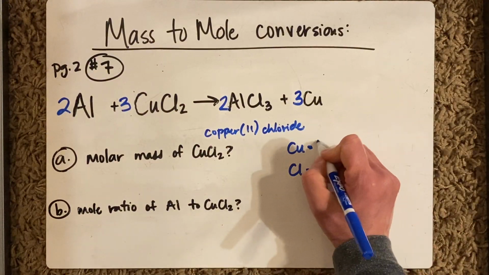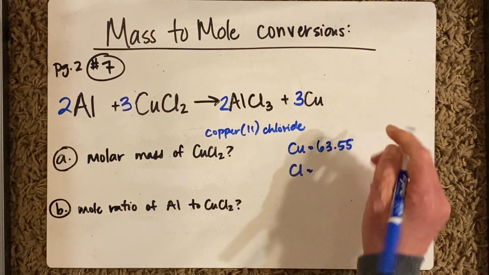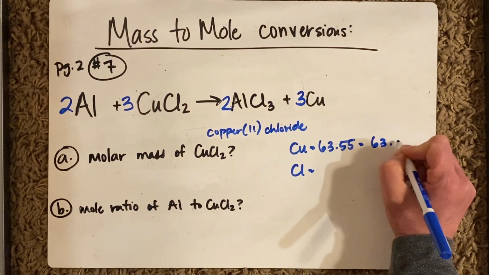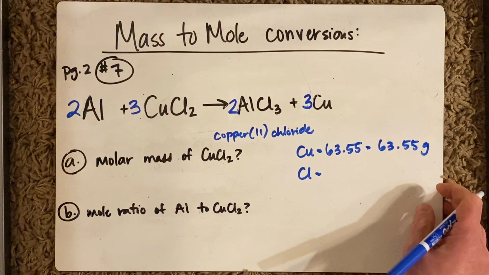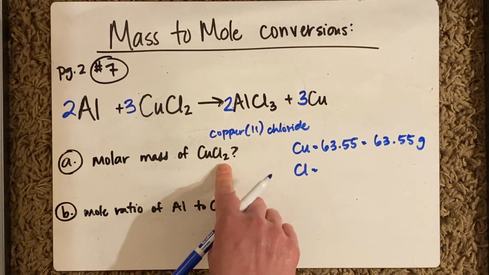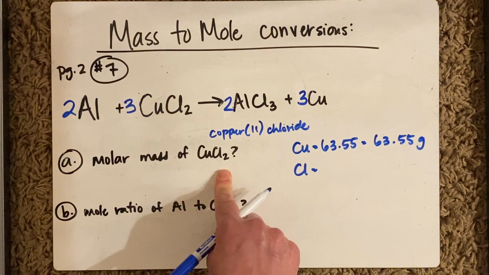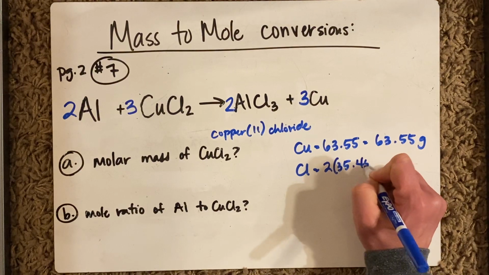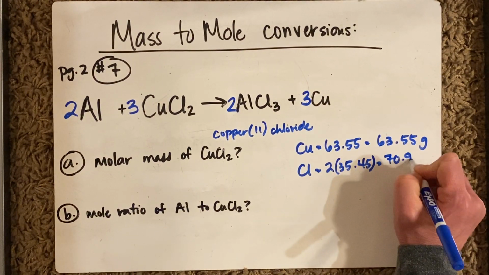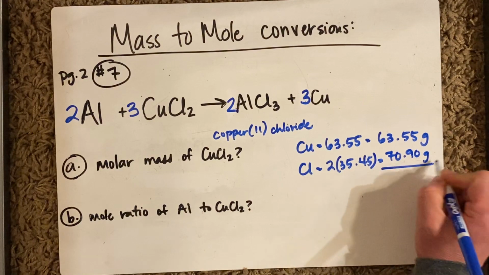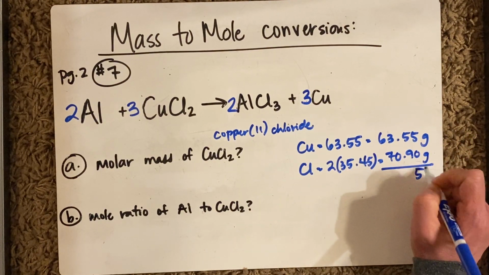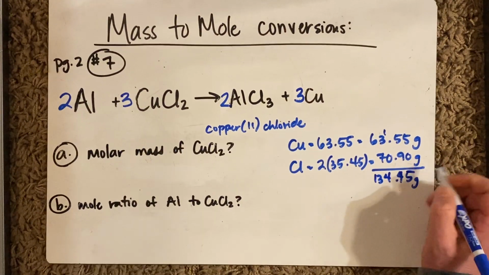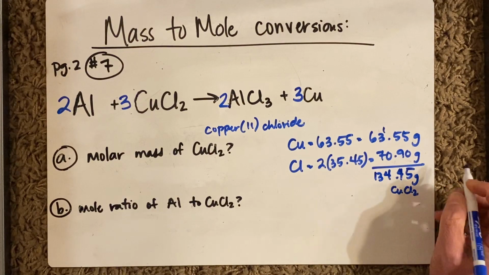So let's go ahead and put them down. 63.55 for copper. And notice there's only one of them, one atom in our formula. So that's just going to stay at 63.55 grams. For chlorine, however, we've got 2 atoms. That's what that subscript means, how many atoms we have. So we're going to take 2 and multiply it by the mass of chlorine, which is 35.45. That's going to give us 70.90. And then we just add up these 2 values. So we're going to end up with 134 grams of copper 2 chloride.